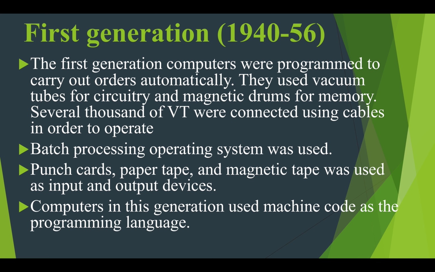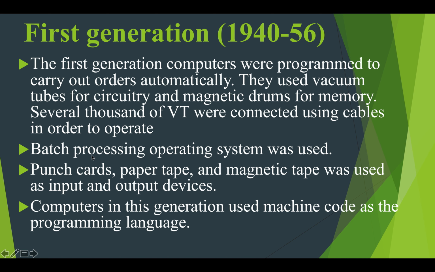First generation computer. Now we start the generations of computer and today we will learn about the first generation of computer. We will learn its characteristics, its examples, technology, in short everything you should know about first generation computer. The first generation computers were programmed to carry out orders automatically. They used vacuum tubes for circuitry and magnetic drums for memory. Several thousands of these vacuum tubes were connected using cables in order to operate.